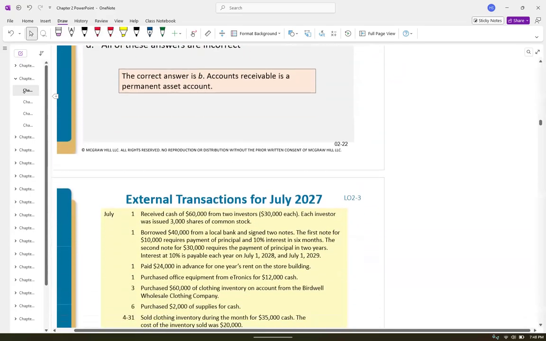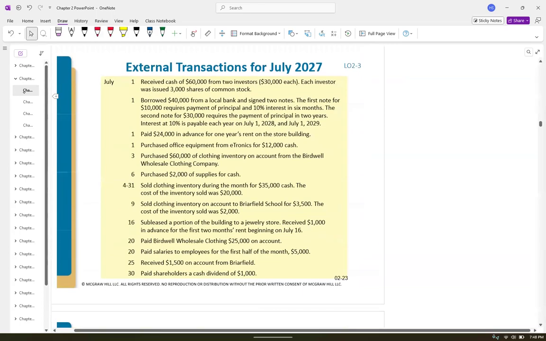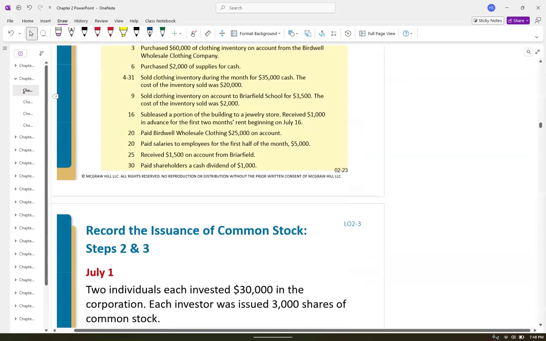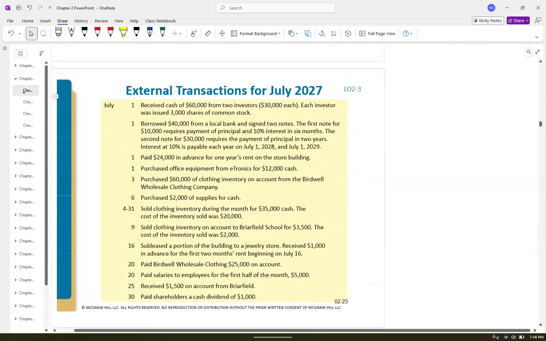So here is all of those transactions. Not all the ones. We didn't do all of them, I don't think. No, these are different. I'm so sorry. These are different, and they're going through each one of these and going to make journal entries. So I'm going to stop for this video and I will pick up on the next video going through these journal entries for this problem.